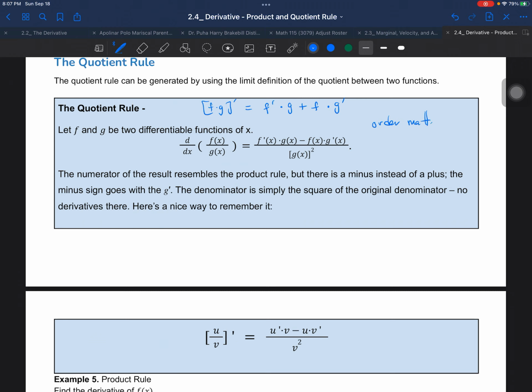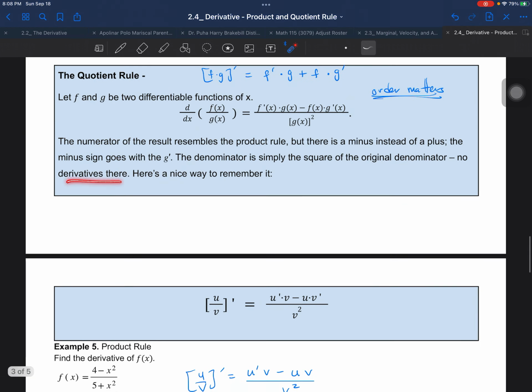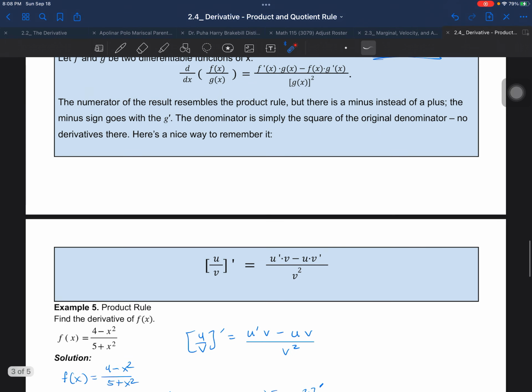So the order does matter. Let's write a note here: order matters here, so be careful with that. The way we can read this is by saying the numerator of the result resembles the product rule, but there is a minus instead of the plus. The minus sign goes with the g prime. The denominator is simply the square of the original denominator. No derivatives there. Here is a nice way to remember it: u over v, the derivative of the quotient, (u over v) prime, is u prime times v minus u times v prime, over v squared.